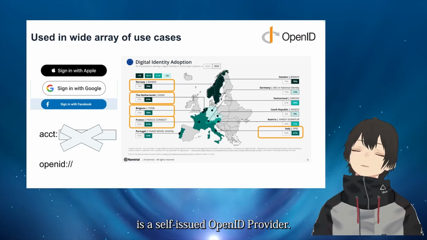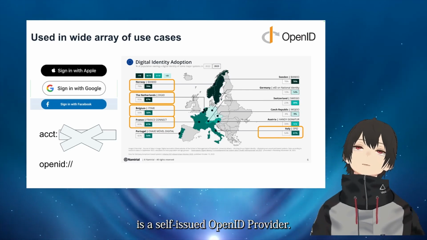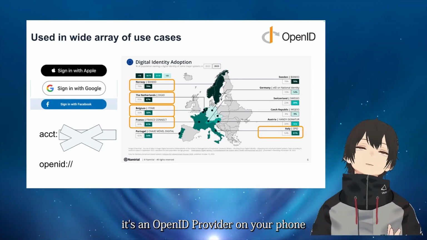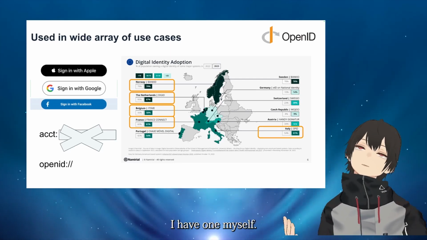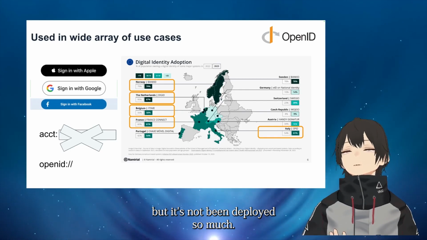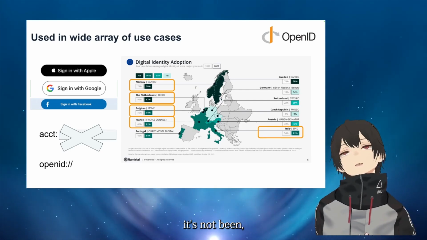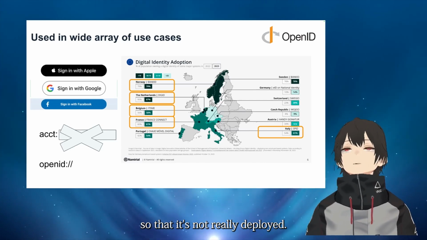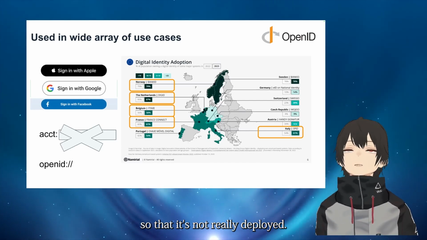SIOP is a self-issued OpenID provider. It's an OpenID provider on your phone. I have one myself, but it's not been deployed so much. It's not been accepted by the relying parties so much, so that it's not really deployed.